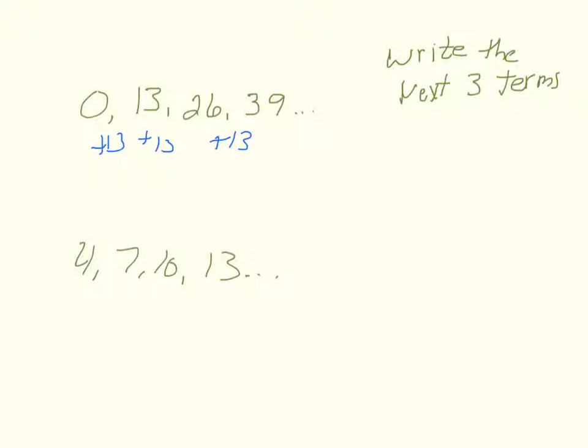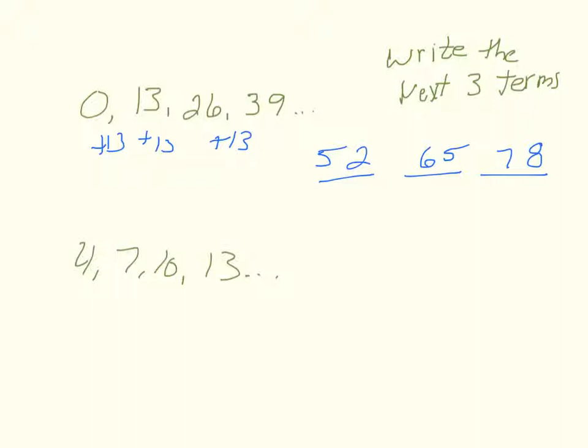So what are the next 3 terms? Go ahead and pause the video and do that now. Okay, to save some time, I went ahead and added these in here. If you add 13 to 39, you're going to get 52. Add 13 to 52, you're going to get 65. And you add 13 to 65, you're going to get 78. Nice job, ladies and gentlemen.